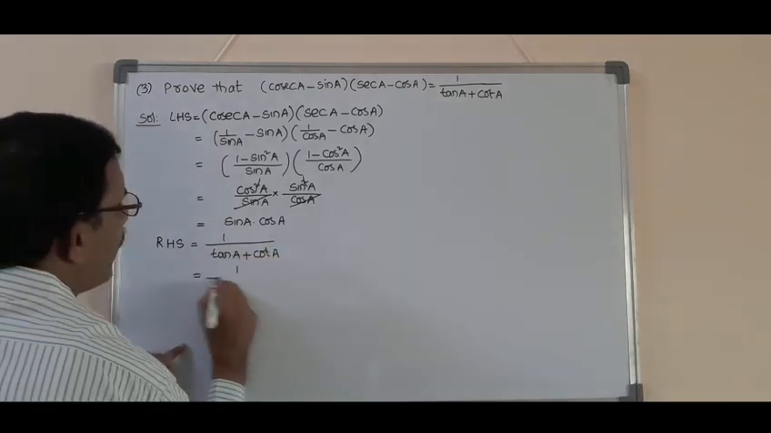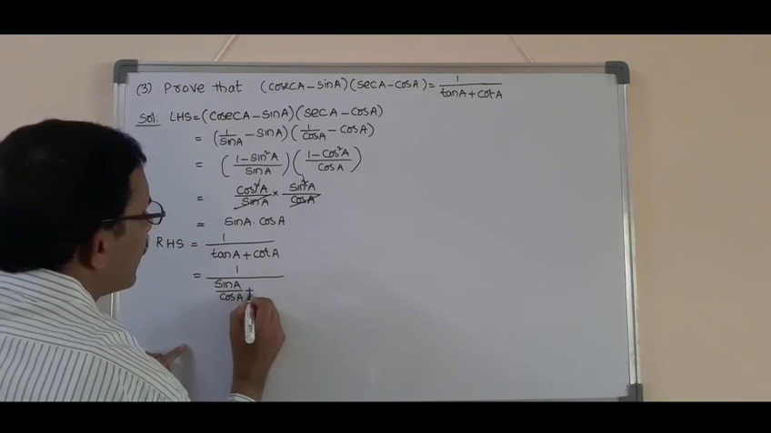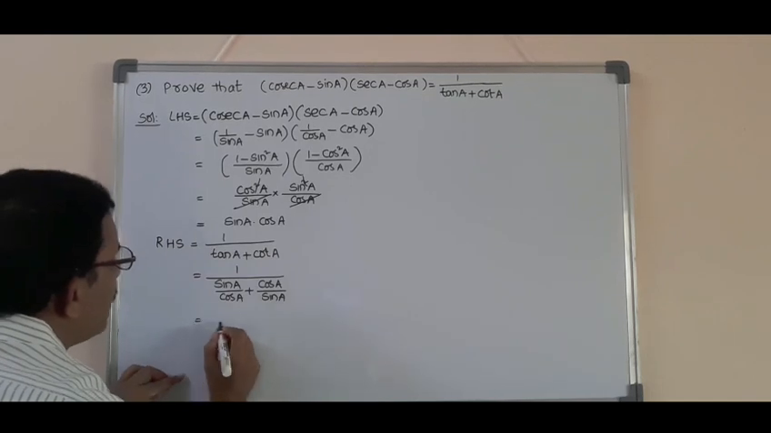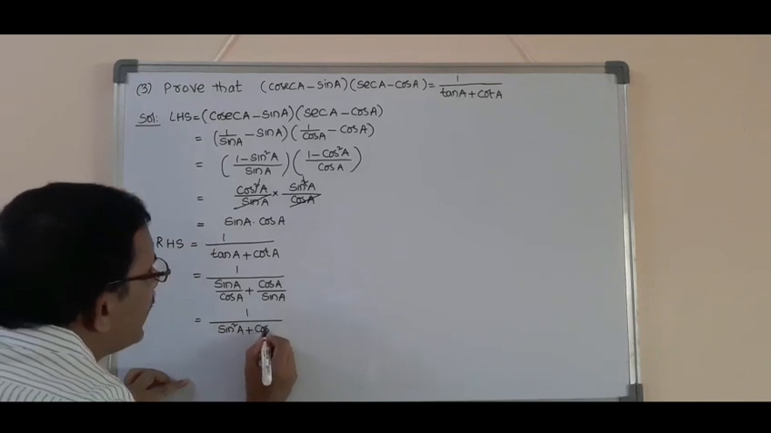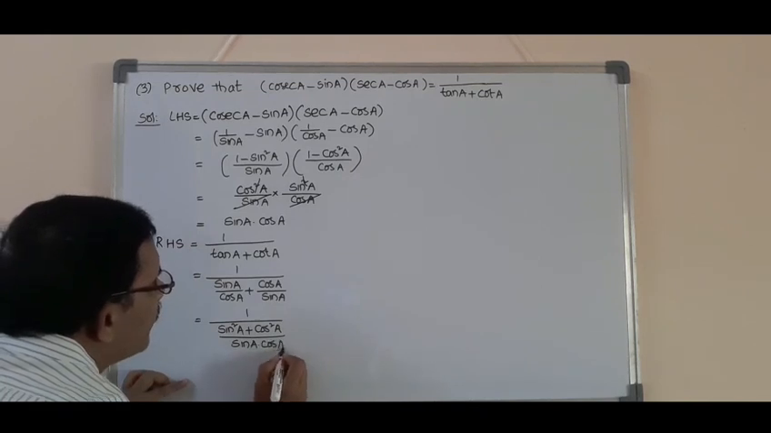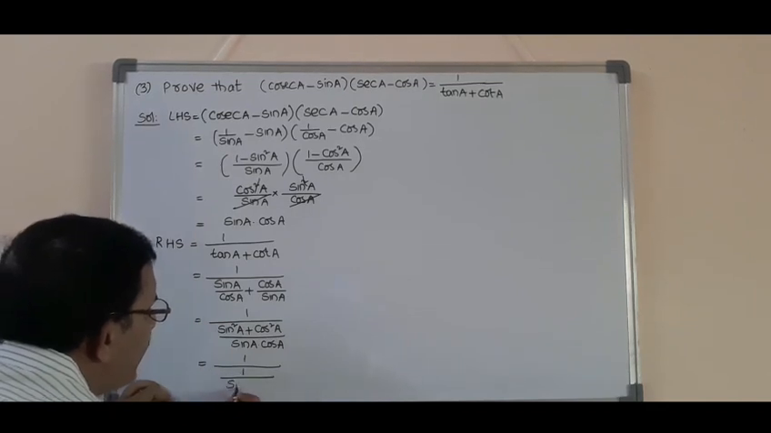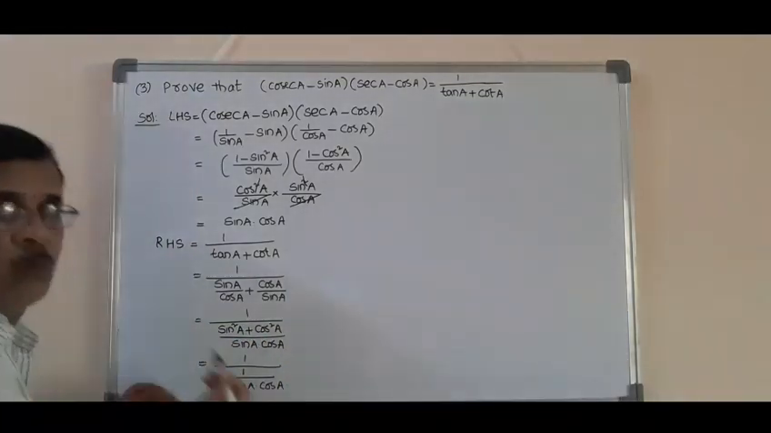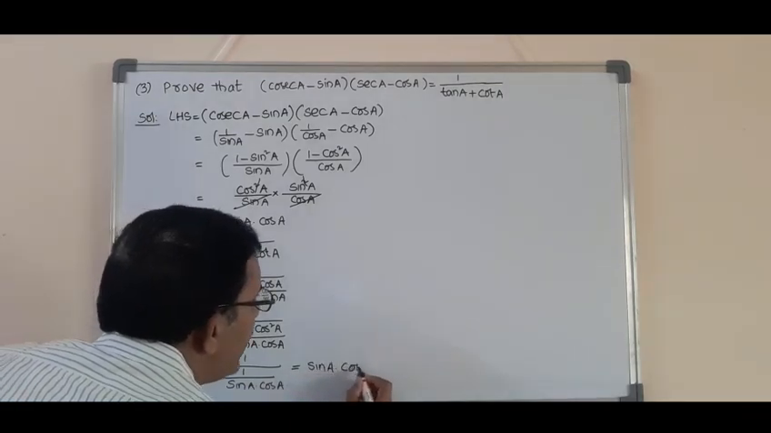RHS, that is 1 by (tan A plus cot A), is equal to 1 by (tan is sin by cos, cot is cos by sin). This is equal to 1 by (sin square A plus cos square A) by sin A into cos A, taking the LCM. That is equal to 1 by 1 by sin A cos A, since sin square A plus cos square A is equal to 1. This is equal to sin A into cos A.